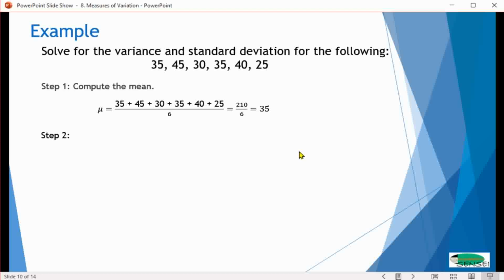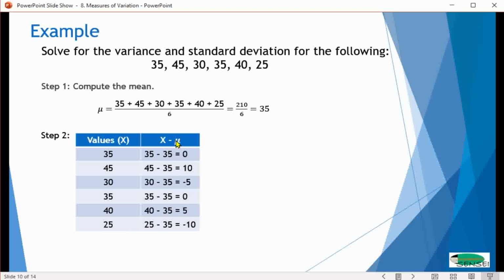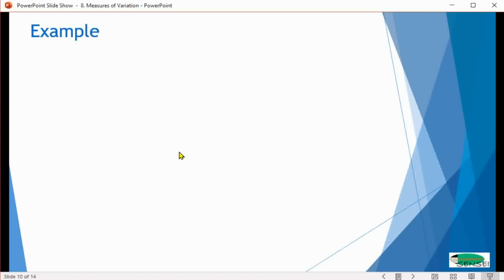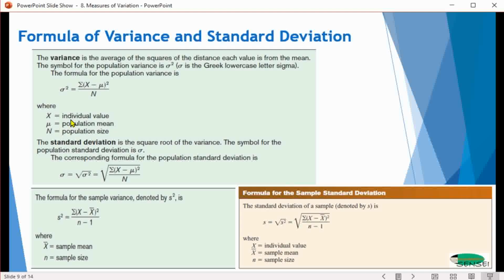Once we get our mean, which is 35, we arrange the values into columns. So we have column X here with all these numbers, and we have column X minus mu, meaning we go back to the formula where we have X minus mu inside the parentheses. So what we're looking for now is this value right here, yung nasa loob ng parentheses dun sa ating formula.